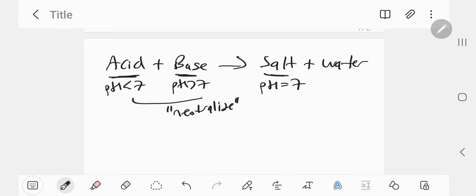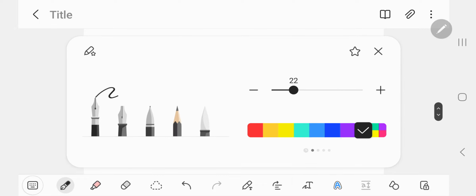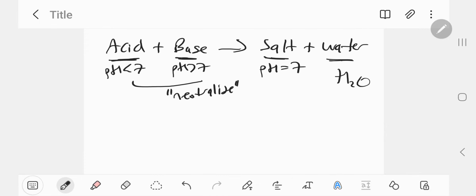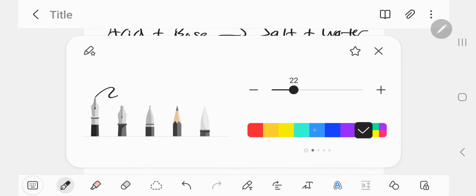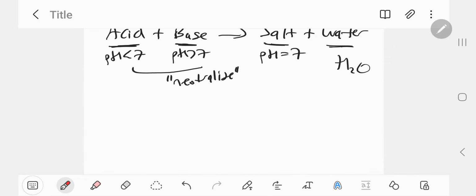Now, in an exam, they will ask you to name the salt. It's not the salt that we're familiar with, table salt, sodium chloride. There's many different types of salt. And the water is, as you know, just H2O, hopefully. So from here, it's just doing examples. Now, before I do examples, there's some rules you need to know. So salts, this is very important.